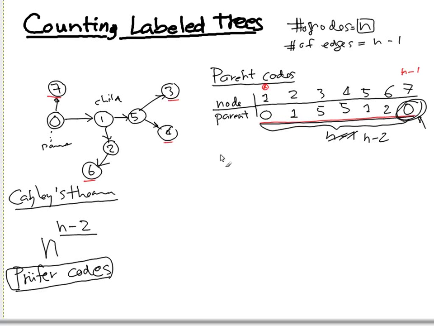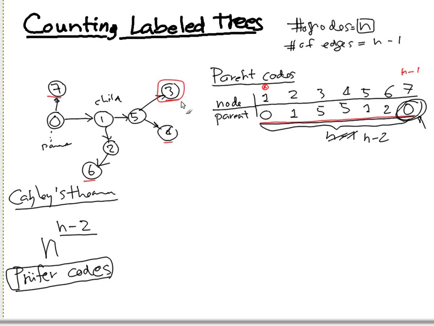Okay, and we first pick the leaf with the minimum label, okay? So in this case, how many leaves do we have? 4 leaves, and this is the leaf with the minimum label, okay? We would just take it, and we write down, okay?